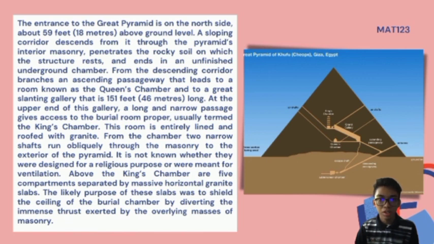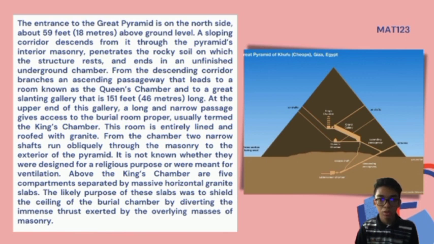From the descending corridor branches an ascending passageway that leads to a room known as the Queen's Chamber and to a great slanting gallery that is 151 feet, which is 46 meters, long. At the upper end of this gallery, a long narrow passage gives access to the burial room proper, usually termed the King's Chamber. This room is entirely lined and roofed with granite.